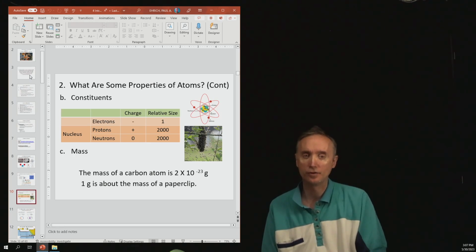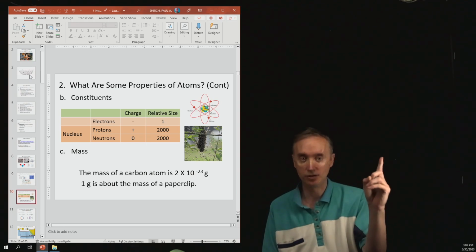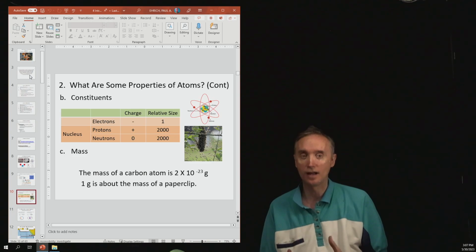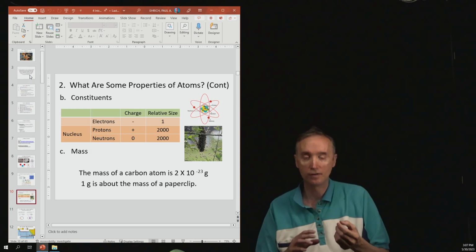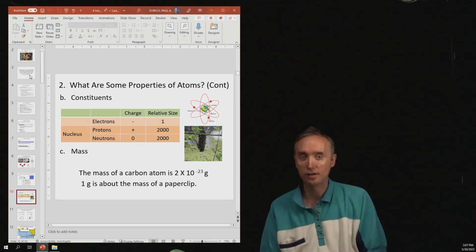Also, something I'd like for you to know is that the electrons do not go around the atom like planets in precise orbits that you can predict. It's more like a cloud, that the electrons are in a cloud that surrounds the nucleus, and you're never quite sure where a particular electron is, but you can say that with 90% confidence it's located within a certain distance of the nucleus.